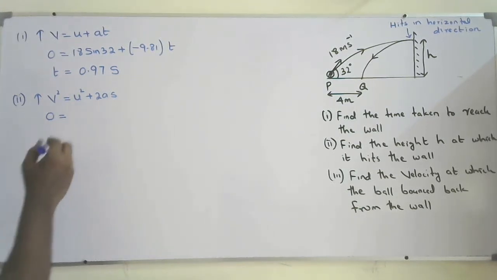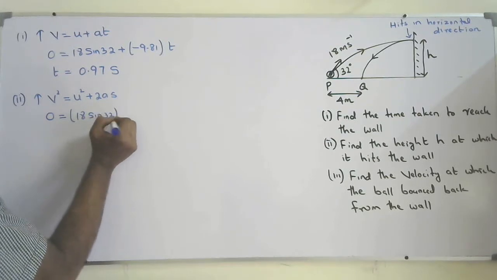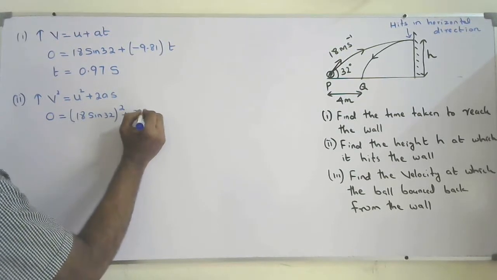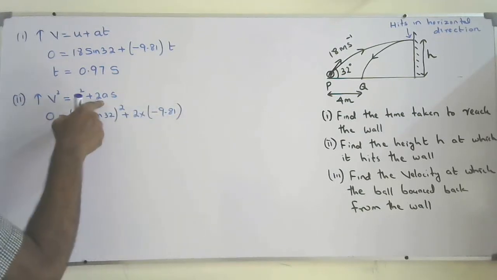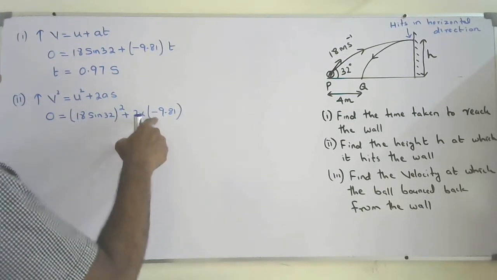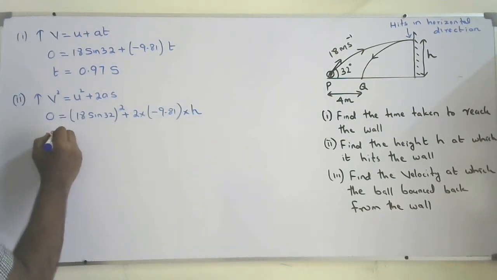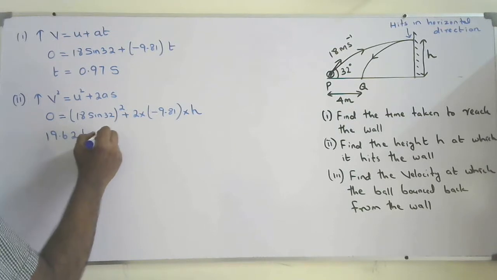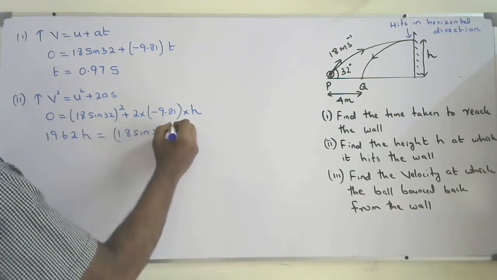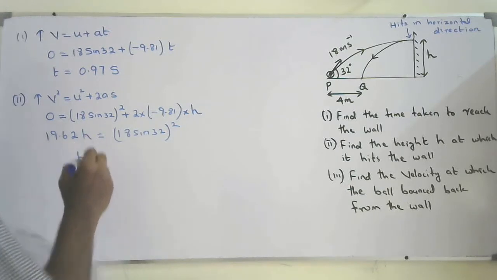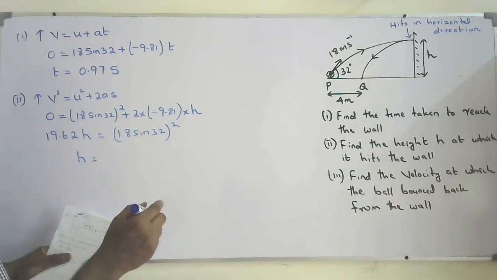Initial velocity is 18 sine 32, all things squared, plus 2 into minus 9.81 because I'm using upward direction. Acceleration is downwards 9.81. So it should be minus, into h. So bring it to the left. 19.62 h equal 18 sine 32 square. Find the h. So the answer h, the vertical height will be 4.64 meters.